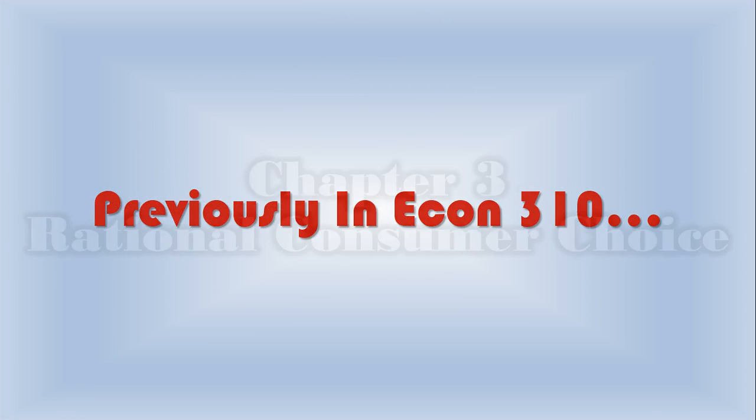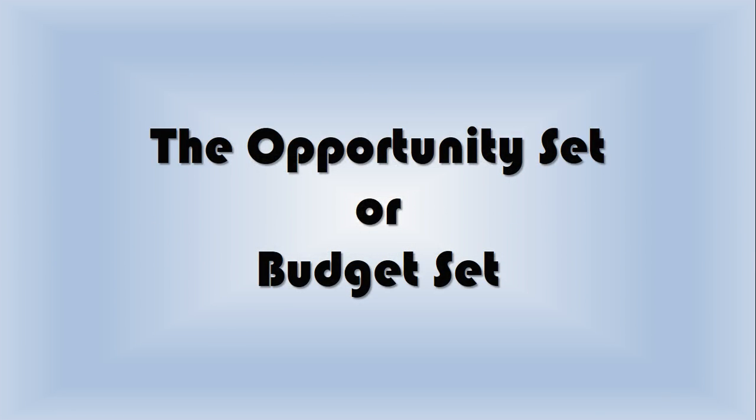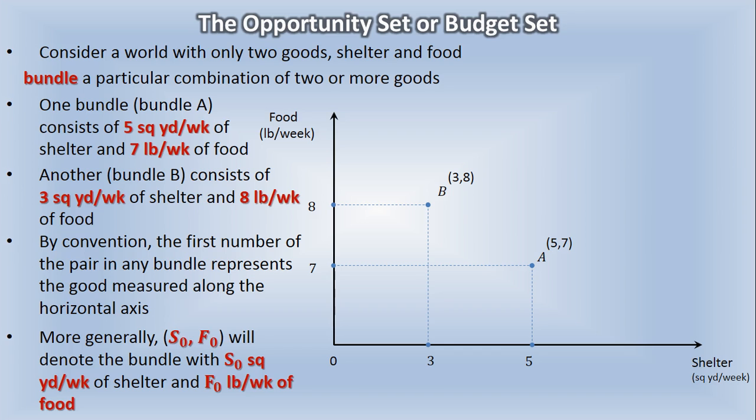All right, so previously, we started setting up the main components of the model by highlighting the opportunity or budget set: what folks can buy given the fact that they face prices and have an income that constrains them. Any particular combination of two or more goods is a consumption bundle. So whatever is chosen will fall within that set.